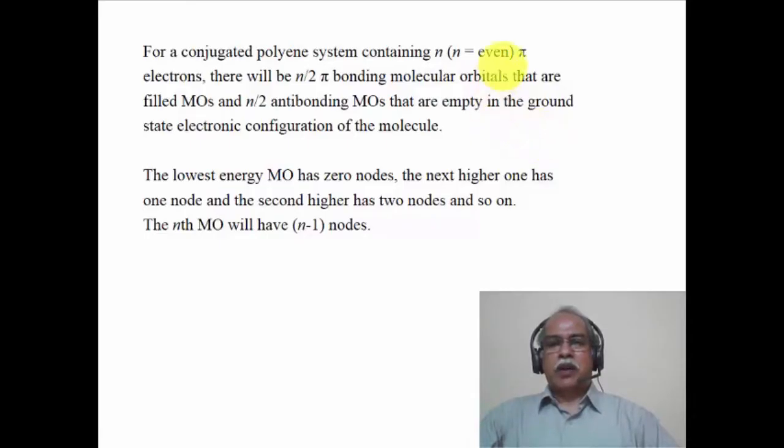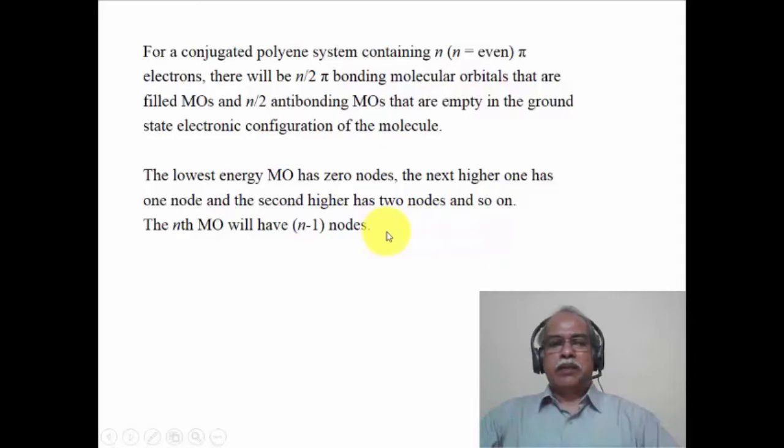The 6 pi electrons occupy 3 bonding molecular orbitals, 2 electrons in each bonding molecular orbital, and the 3 antibonding molecular orbitals are empty in the ground state electronic configuration of the molecule. So this is fundamentally important for the construction of the molecular orbital pictures of the polyenes.